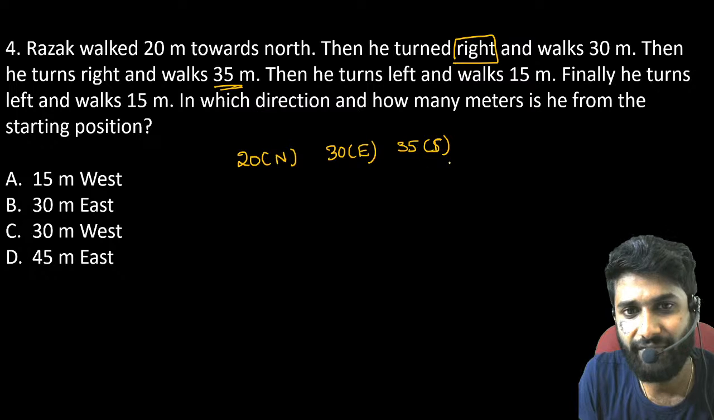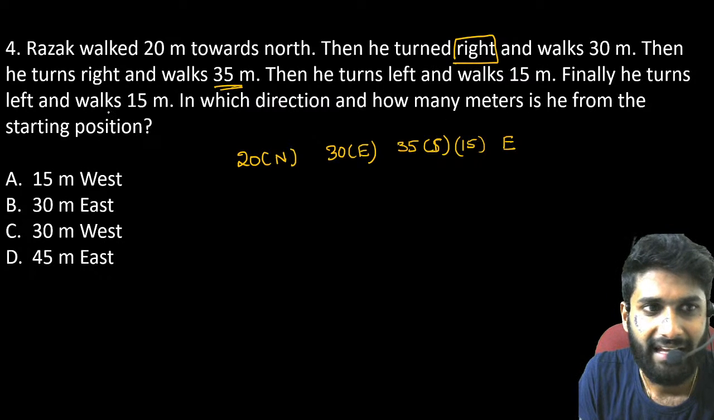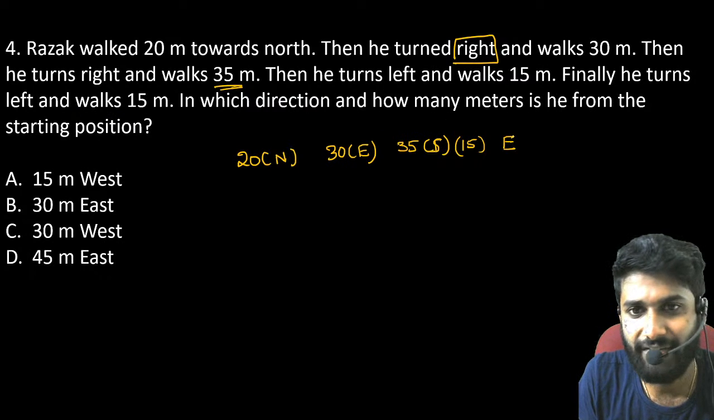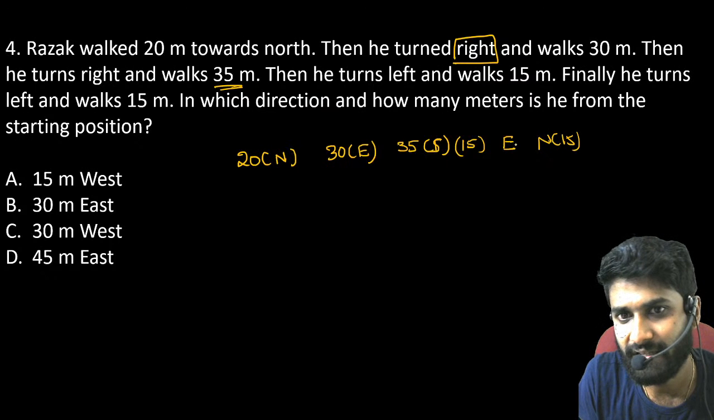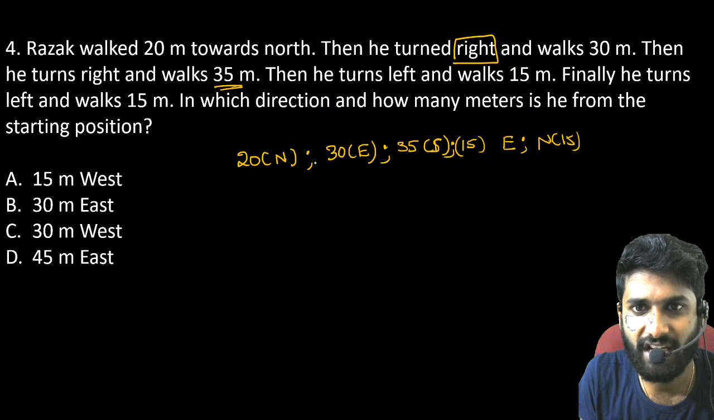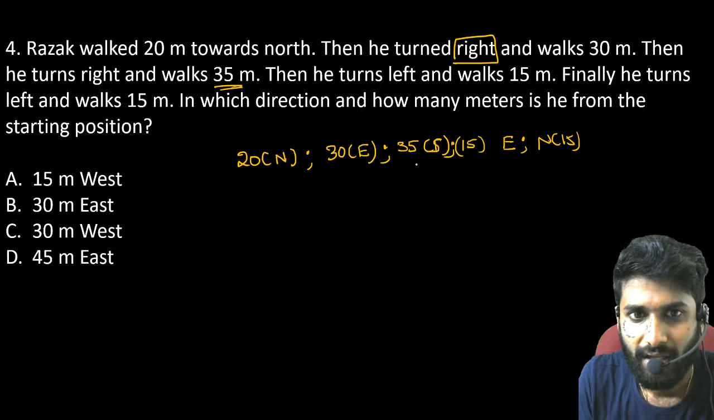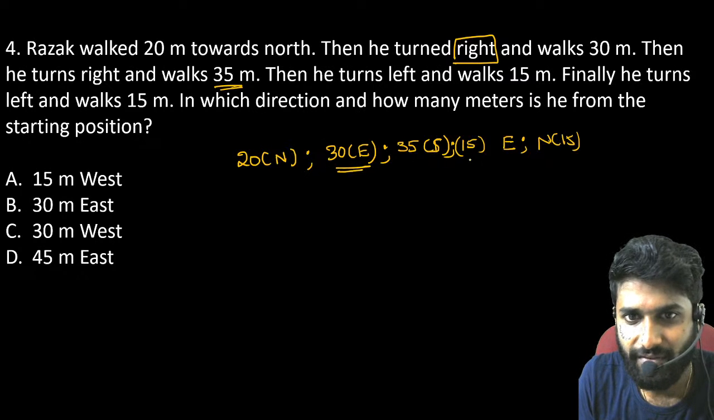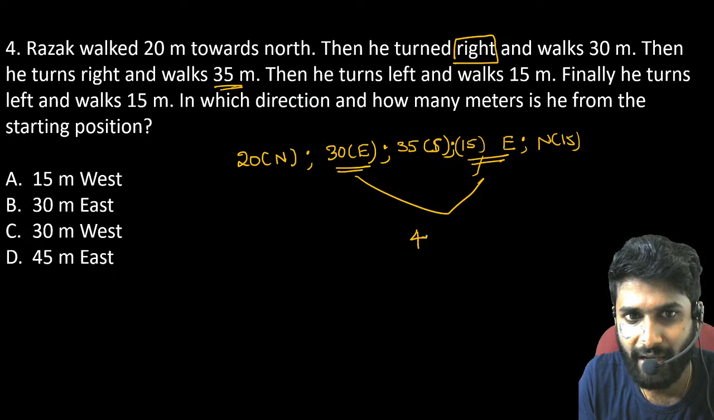Then again he turns left. Turning left means he was moving towards east again, that is 15 meters. Now finally he turns left again, which means north, 15 meters. So this is the entire statement. Now which direction, and how many meters from the starting point? See, 30 meters east and 15 meters east, both are east, so simply add. The value becomes exactly 45 meters east.